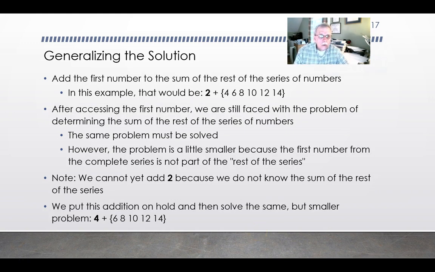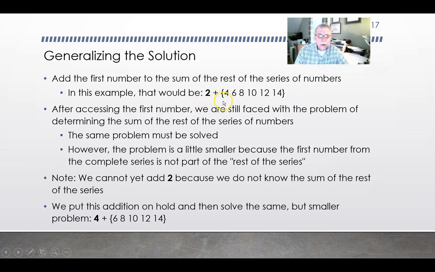What we wish to do is to add the first number from the list to the sum of the rest of the series. So effectively, we are extracting the first value and then reducing the problem to a smaller problem. The list of values now to be summed is a little bit shorter than the list we had a moment ago because we've held this value in abeyance.